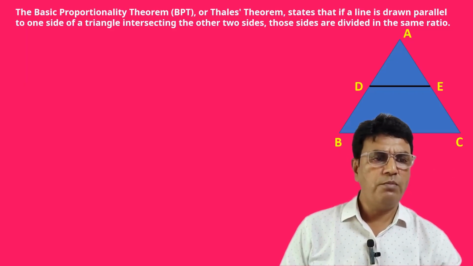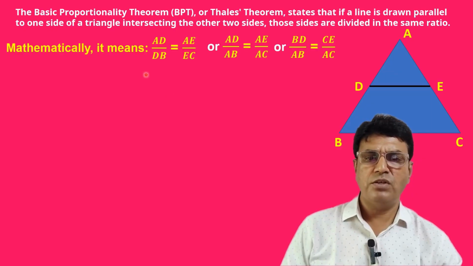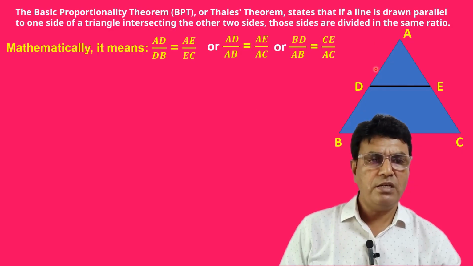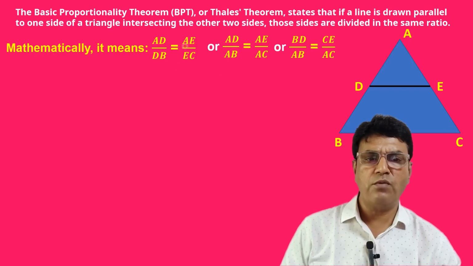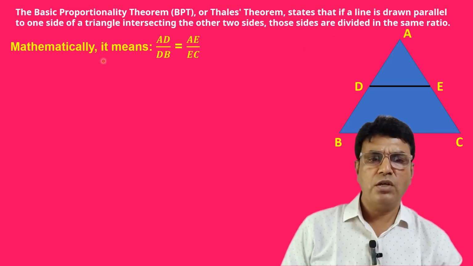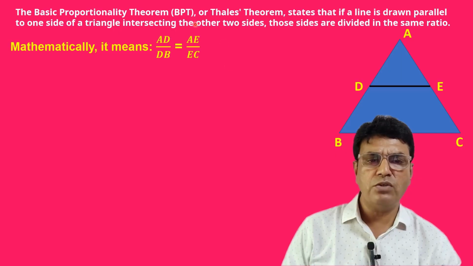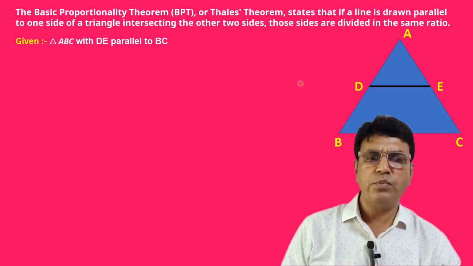Now, before we move ahead, let me mention what exactly happens if you draw a line parallel to BC. The moment a line, that is DE, is drawn parallel to BC, it means AD upon DB will be equal to AE upon EC. This is what we are required to prove. Mathematically, it means AD upon DB is equal to AE upon EC. So this part we are going to take, and we shall begin with the proof of this.